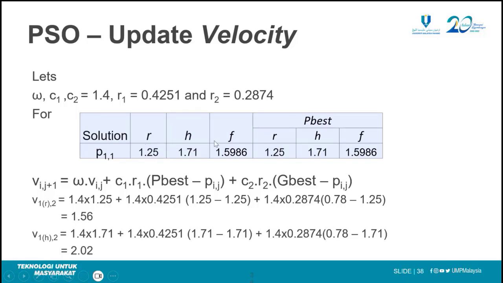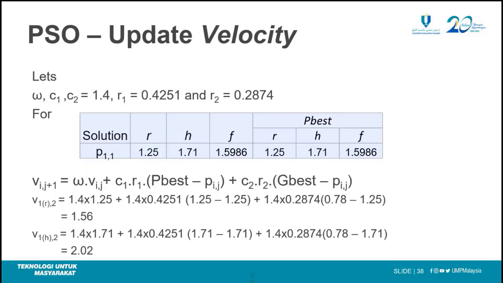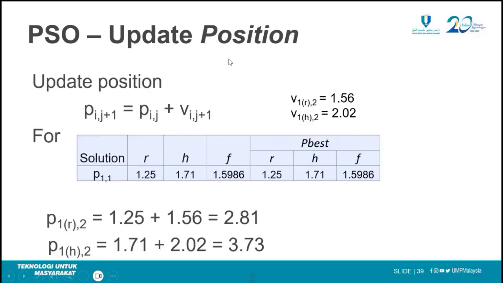Then we calculate V for H, for the second parameter. Going through the same calculation, but we replace the values here utilizing the H parameters, and then we obtain this value. We do the rest for the other particles, and this is how we calculate velocity.